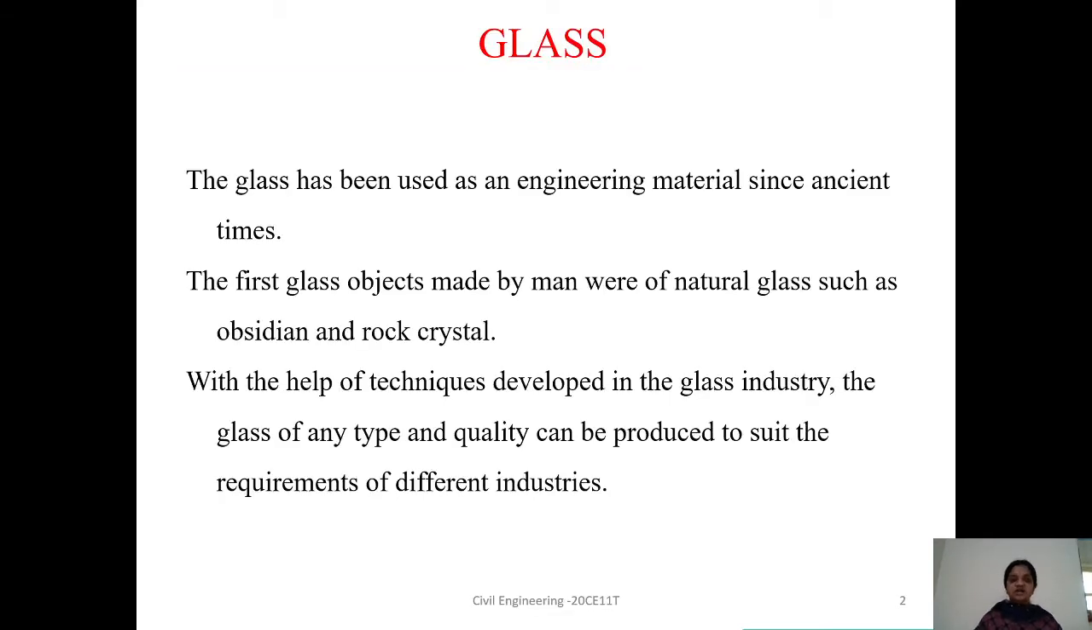Glass. The glass has been used as an engineering material since ancient times. The first glass objects made by man were of natural glass like rock crystal. With the help of techniques developed in the glass industry, nowadays we can produce glass of any quality which suits the requirements of different industry.